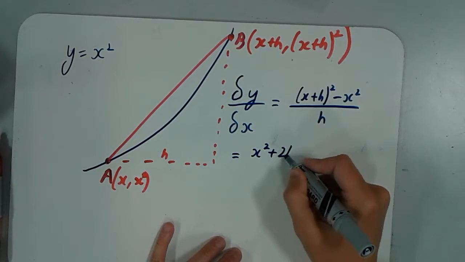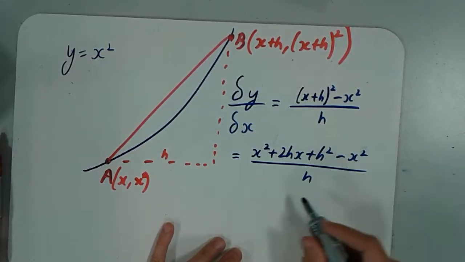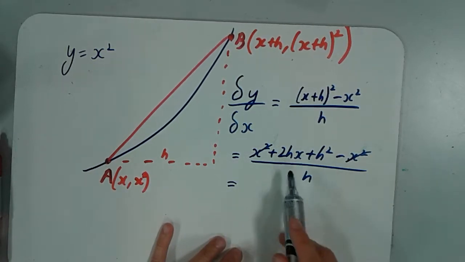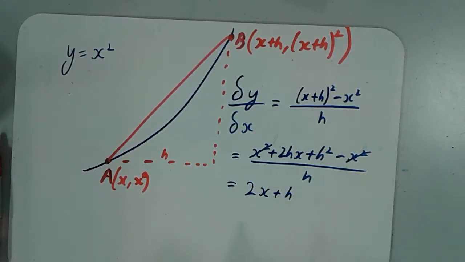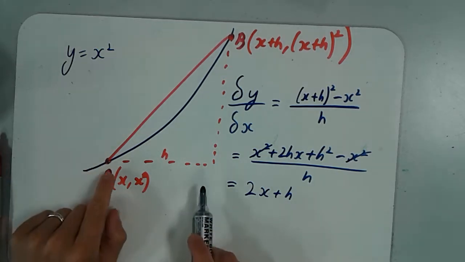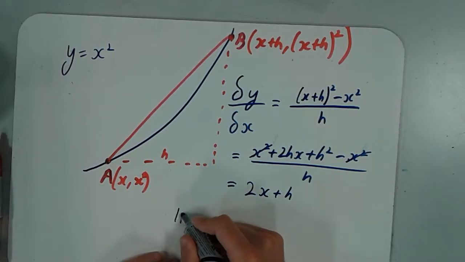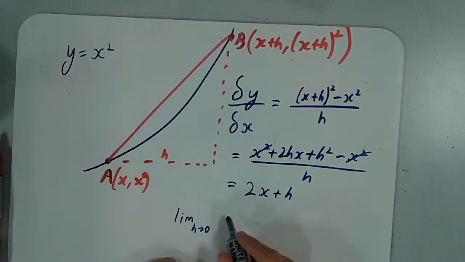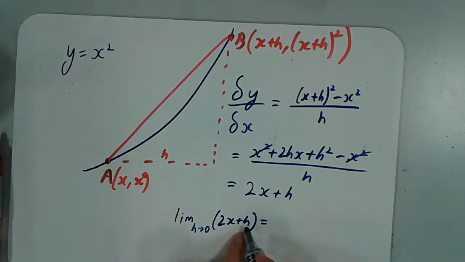Expanding my bracket. And then tidying up. My X squared cancels with my X squared. And once I've done that, everything has a factor of H in it, so they will cancel out. 2X plus H. And now comes the clever bit. We saw before that the approximation got better as H got smaller. So what we're going to do is look at the limit as H tends towards 0. So if H goes to 0, what does this become? Well, if H goes to 0, that term is just going to disappear. And I'll be left with 2X.